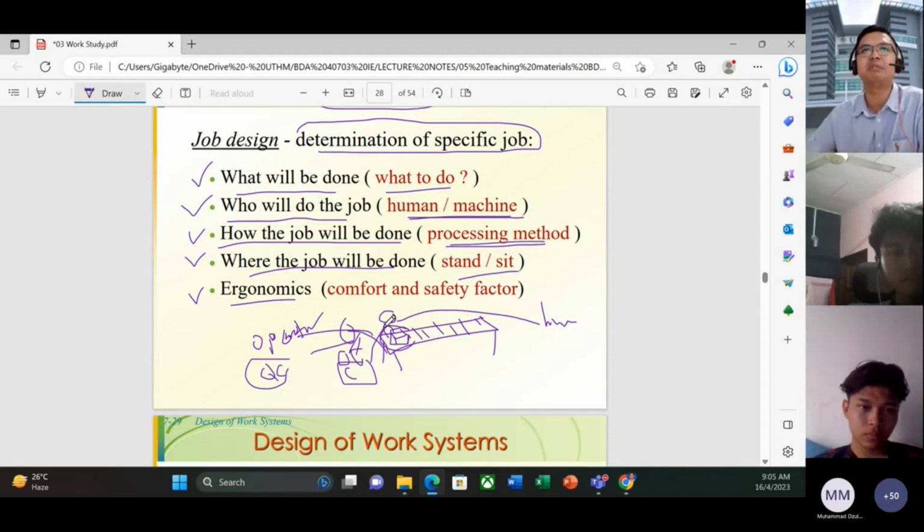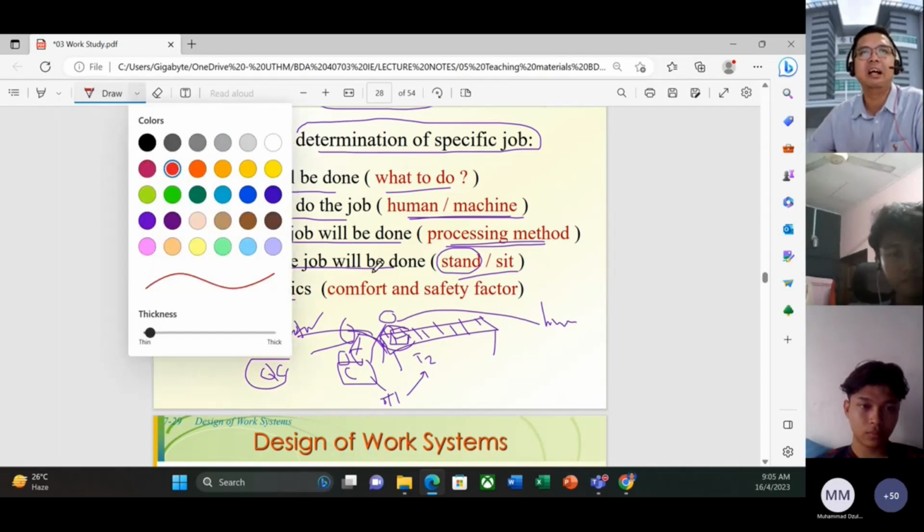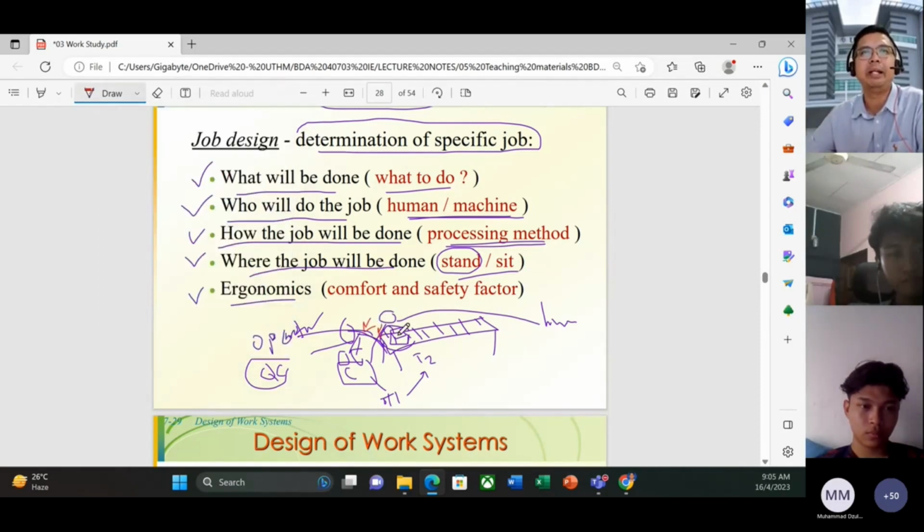And how will the job be done? Processing method. This is a processing method. Step number 1, this is task number 1. Task number 2. Only task 1 and task 2. So where will the job be done? Standing or sitting? Standing operation. No chair is provided for sitting. So it is totally manual handling in a standing position. Is it ergonomic, comfortable, or safe? Not ergonomic, because manual handling can cause back pain injuries.